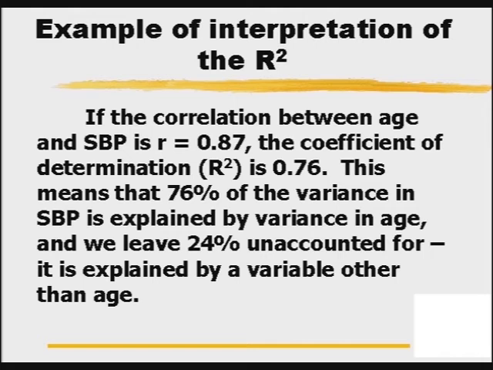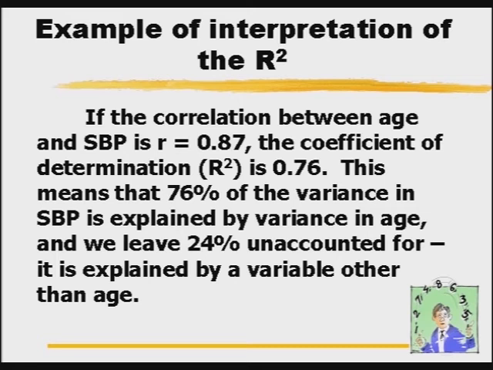So what's an example of an interpretation? Well, if the correlation between a person's age and their systolic blood pressure, the r, is 0.87, the coefficient of determination, or r square, is truly the square of 0.87, or 0.76. This means that 76% of the variance in systolic blood pressure is explained by the variance in a person's age, and that we leave 24% unaccounted for, which is explained by a variable other than age.